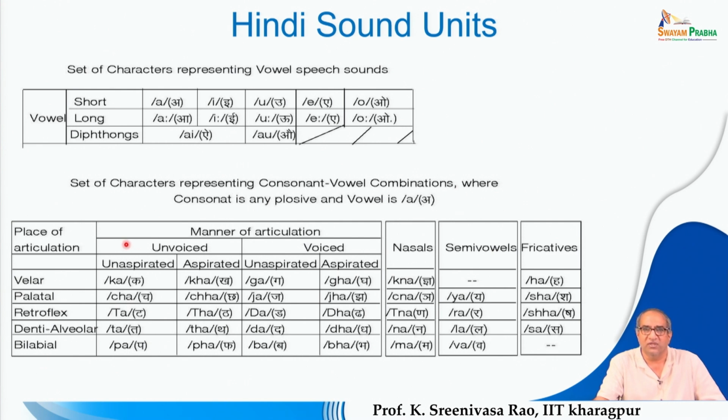And similarly, you can also classify the sound units based on their manner of articulation. That depends upon unvoiced excitation, voiced excitation, nasal, that means the excitation that is coupled to the nasal cavity, and semi vowels and fricatives. So these are the manners of articulation, the way the articulators are positioned, and based on that the sound units are produced. In case of unvoiced, the vocal folds remain open, and the corresponding sound units are ka, cha, ta, ta, pa.